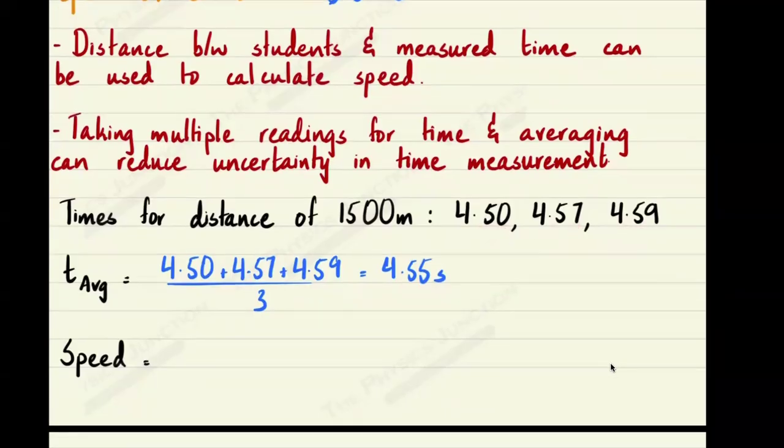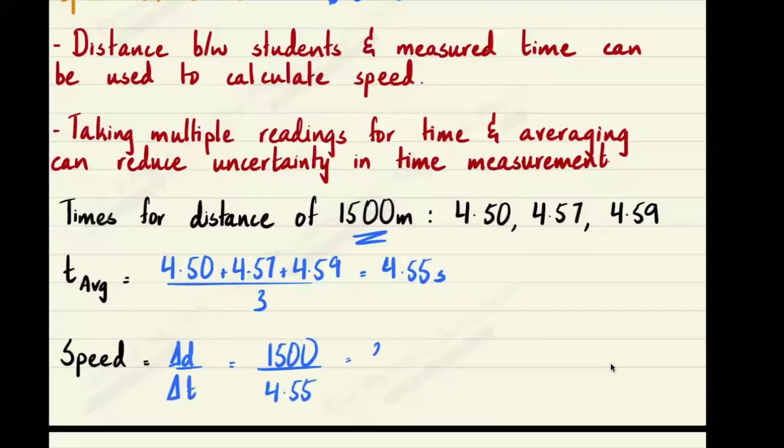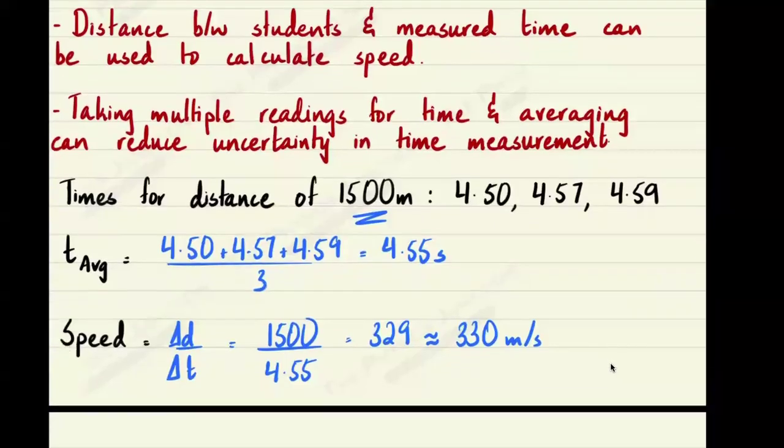And then for the speed, I can just use the distance over time formula, more appropriately, change in distance over change in time. So distance is 1500 meters as given here. Time is 4.55 seconds. It would be better to use the calculator value. So this turns out to be 329, which is approximately 2 SF, the same thing as 330 meters per second, right? So this is how a possible experiment could look.